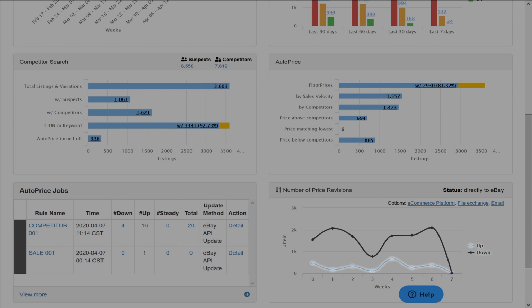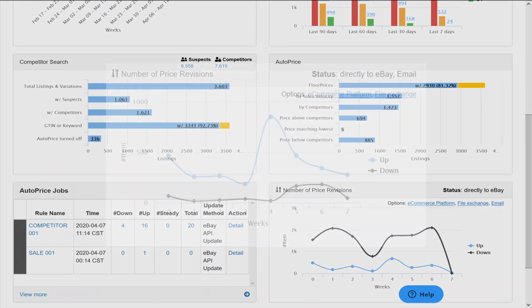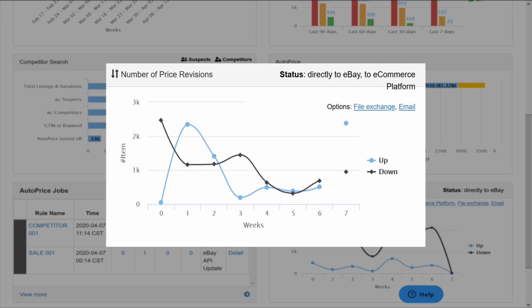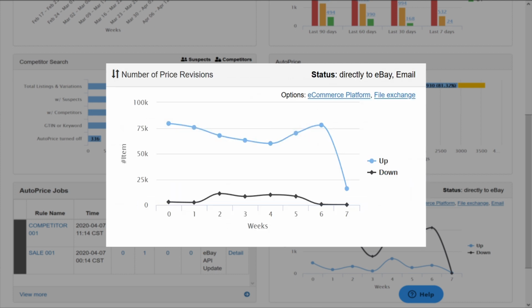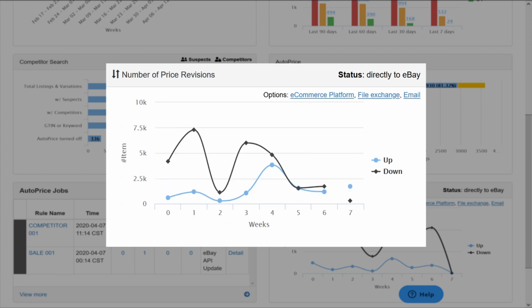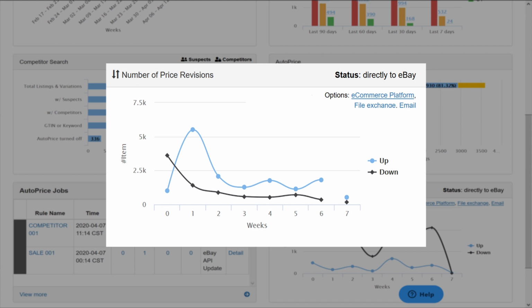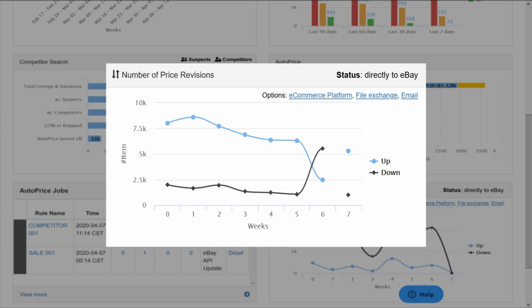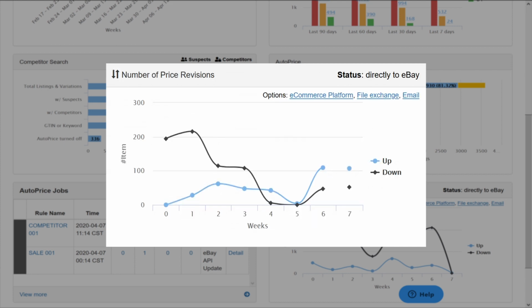Here we have the number of price revisions up versus down. The most common misconception is that auto pricing is a race to the bottom. It is definitely not. We do millions of reprices every month, and the statistics show the number of ups versus downs are approximately 50-50. The reason being, if you need to compete against a seller, you would of course bring your price down to be competitive. However, if that seller is out of stock, no longer selling that item, or the price has gone up, then you would want to know about that immediately and lift your price accordingly to increase your profit.